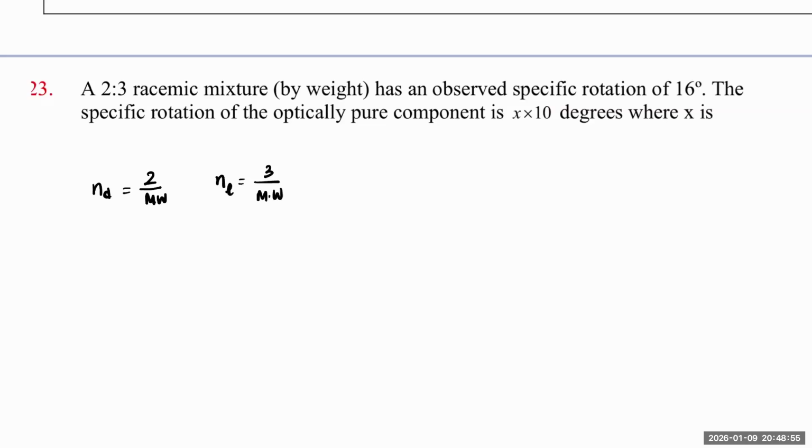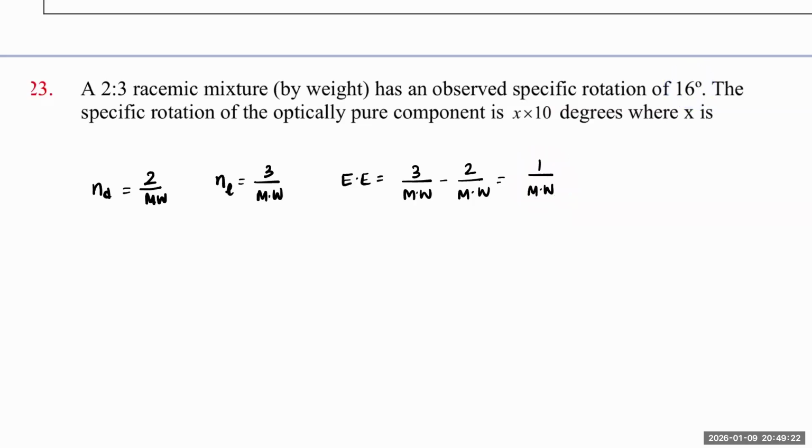Okay. So whatever be the number of moles of dextro and levo, the difference is what you call enantiomeric excess. So how much is the difference here now? 3 by molecular weight minus 2 by molecular weight. So how much is that? 1 by molecular weight. So for these number of moles, the rotation is observed to be 16.